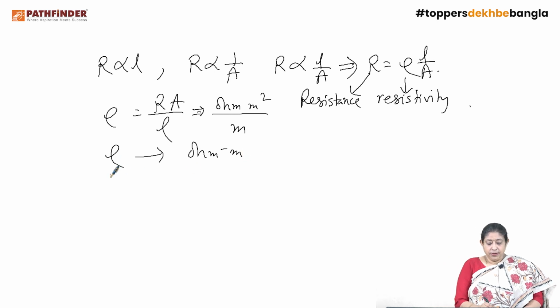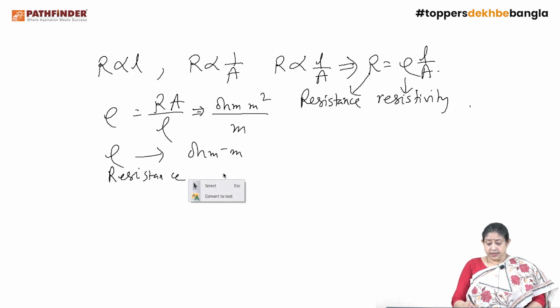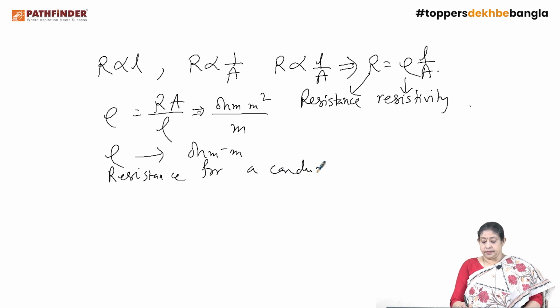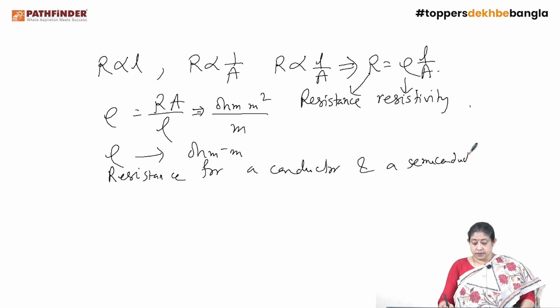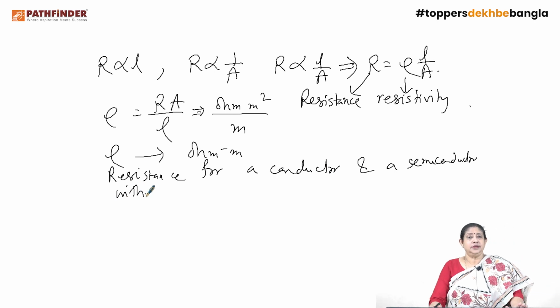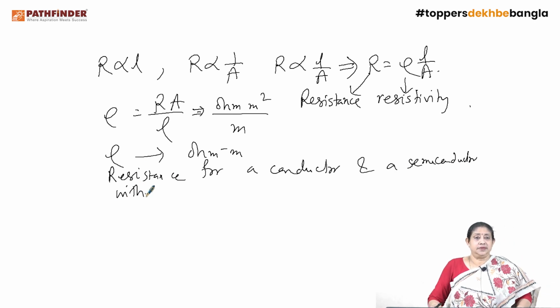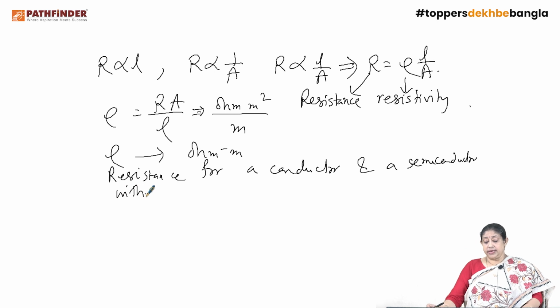Now we want to study the variation of resistance for a conductor and a semiconductor with temperature. So what is it? The temperature of the conductor or semiconductor is varied. There will be certain variation in the resistance as well. So we want to find out how it varies.